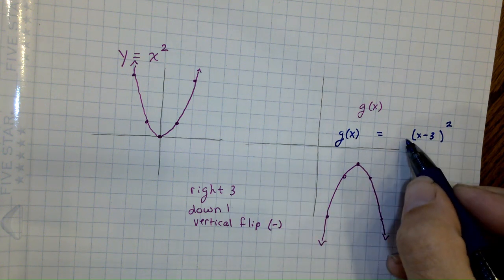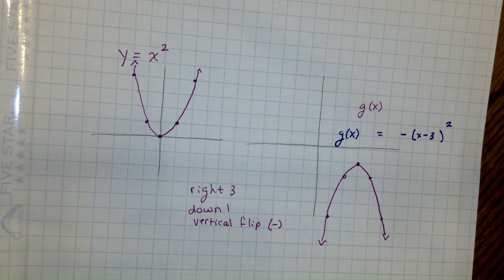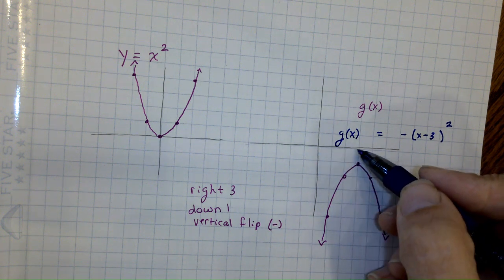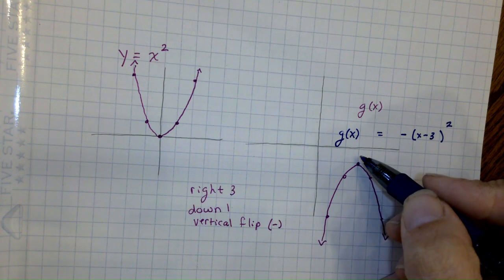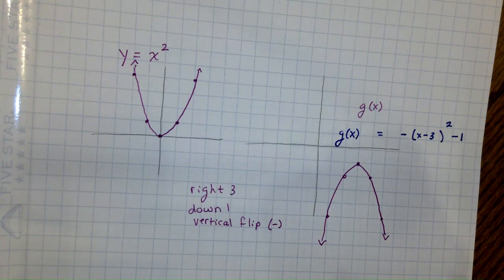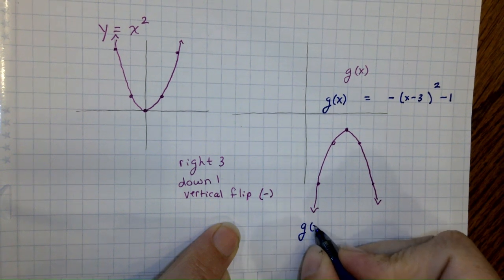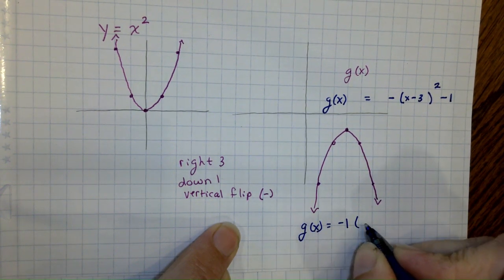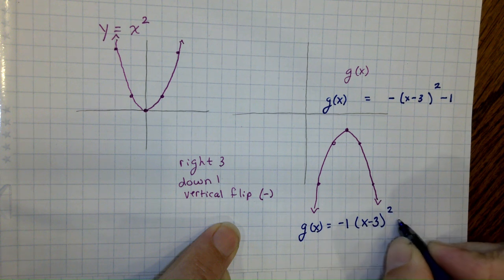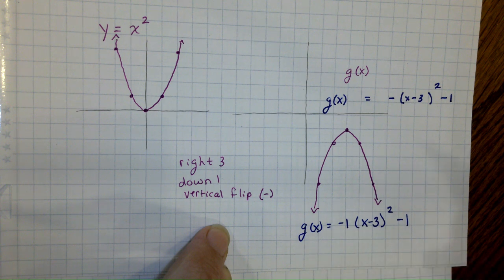Now, the multiplier comes next. That's where our flip is. So it's like having a negative 1 out front. We just write negative. We could write negative 1, not a big deal. So it went 3 to the right, it flipped upside down, and then it dropped down 1. So that's why that goes on the end. Again, you could also write it, if you preferred, g of x equals negative 1 times (x minus 3) quantity squared minus 1. So 1 neither stretches it nor compresses it because multiplying by 1, your number just stays the same.